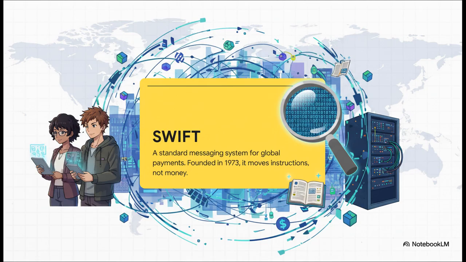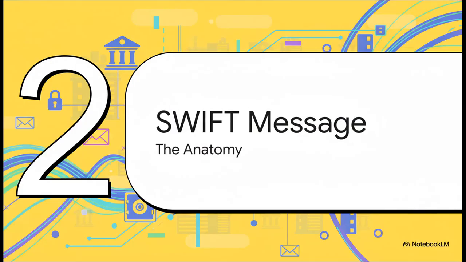And here's the absolute crucial point, the thing that really makes this a database story. Swift doesn't touch the money. It's a messaging service that tells the bank's own internal databases what to do. So, if it's all about the message, what's actually inside one? What kind of information does it have to carry to get the job done?